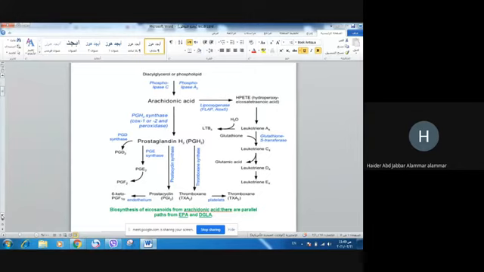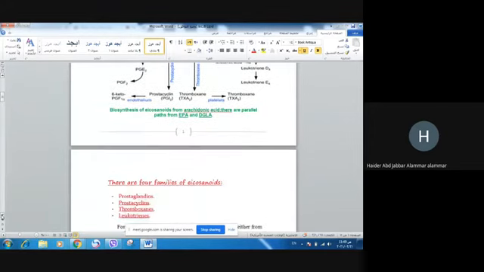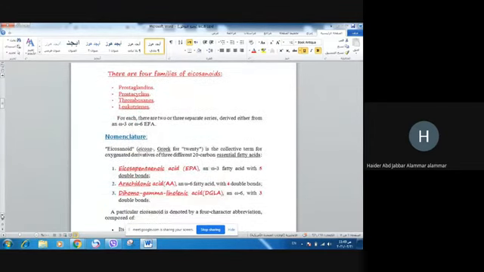So you have to know the enzymes responsible for the hydrolysis of diacylglycerol and phospholipid, which are phospholipase C and phospholipase A2, and the enzymes responsible for the biosynthesis of both leukotrienes and prostaglandins. For leukotrienes, the enzyme responsible for the first step is lipoxygenase, while cyclooxygenase 1 and cyclooxygenase 2 are responsible for the biosynthesis of prostaglandins. So there are 4 families of eicosanoids, as you see: prostaglandins, prostacyclins, thromboxanes, and leukotrienes.